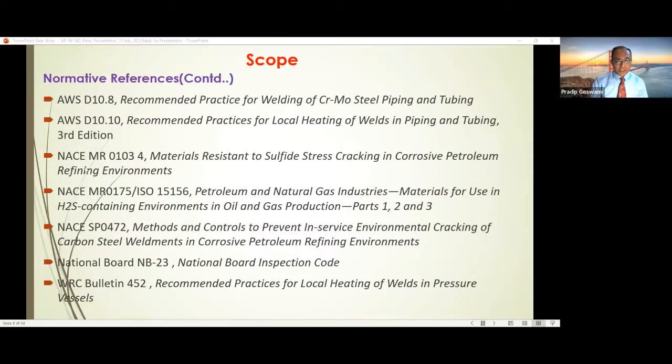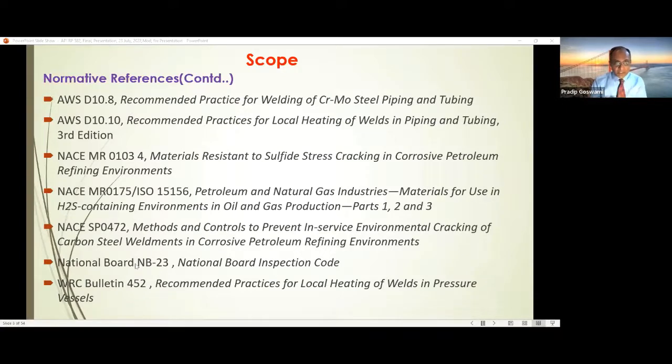To continue, we can see that NACE MR0175 and MR0103 are also addressed here, as well as NACE SP0742. You know very well MR0175, that has been there for many years, I would say for ages. Basically, that is for the upstream oil and gas requirements, welding and metallurgical requirements for the upstream industries, whereas MR0103 is for the downstream industries.